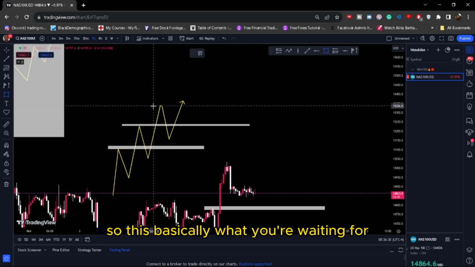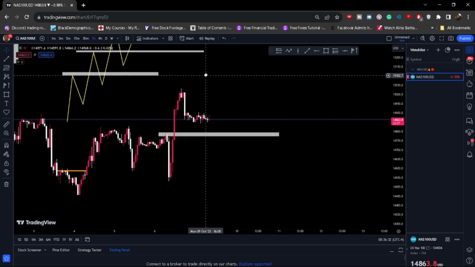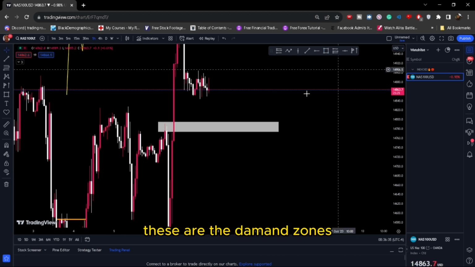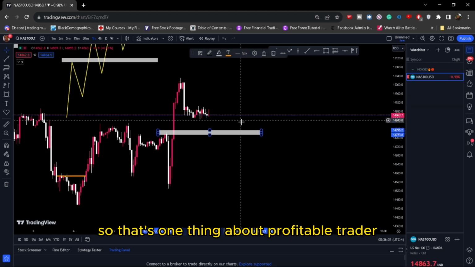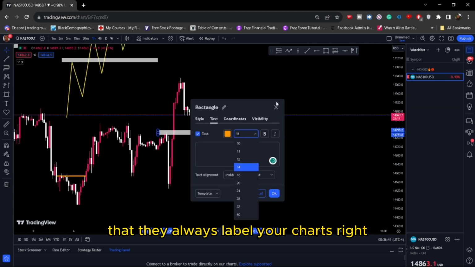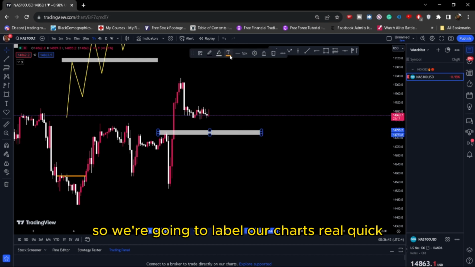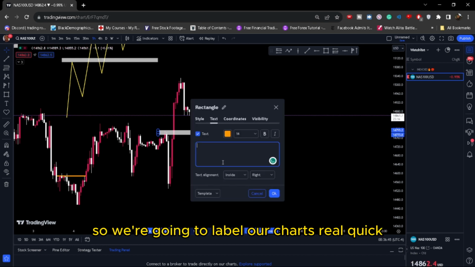So this is basically what you are waiting for. Now, with that being said, what I'm going to do right now is actually label it. That's one thing about a profitable trader: they always label their charts. So we're going to label our charts real quick.